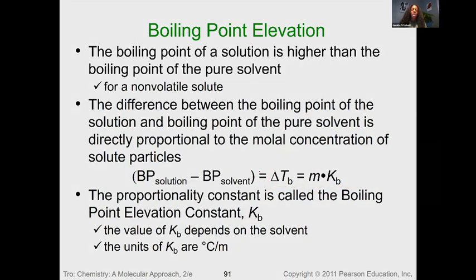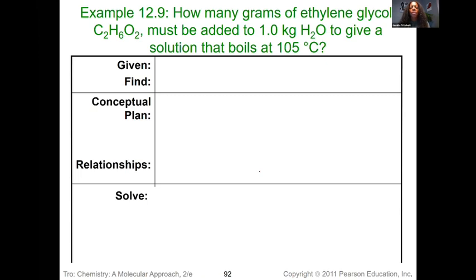All right, so let's try this problem out. It says, how many grams of ethylene glycol must be added to 1.0 kilograms of water to give a solution that boils at 105 degrees Celsius? So a lot of information here, but we have water, so that's our solvent. We know the boiling point of water is normally 100 degrees, but it's boiling at 105 in this case. So the change in temperature here would be 105 minus 100, which is 5 degrees Celsius.